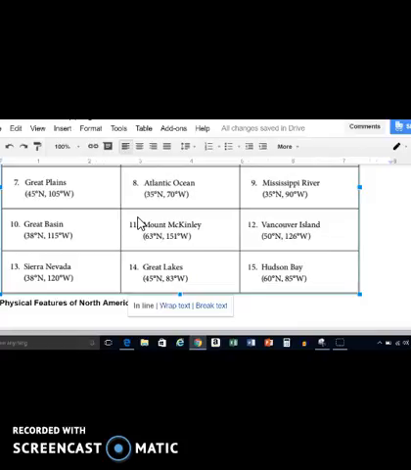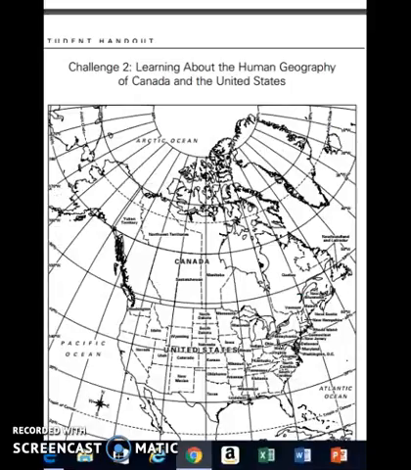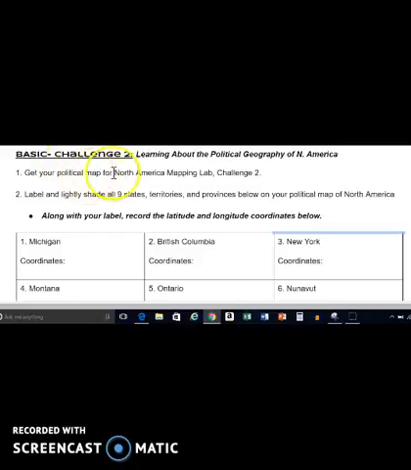And then flip your map over to the back side where it says challenge 2, learning about human geography of Canada and the United States. This is the one with the political boundaries. Back here it says to use that challenge 2 map and label and lightly shade all 9 states, territories, and provinces below on your map. So I would need to find Michigan. I would need to label and shade Michigan on the map. And then along with your label, record the latitude and longitude of the coordinates below.